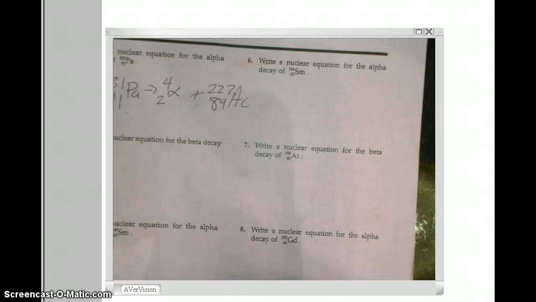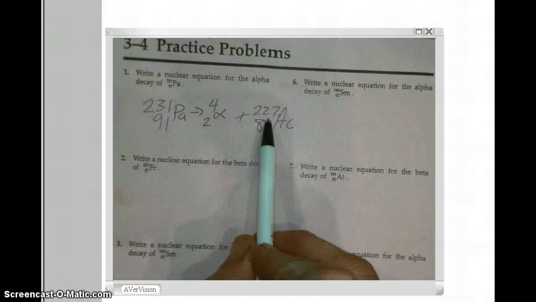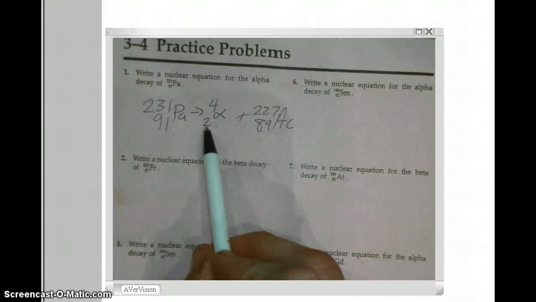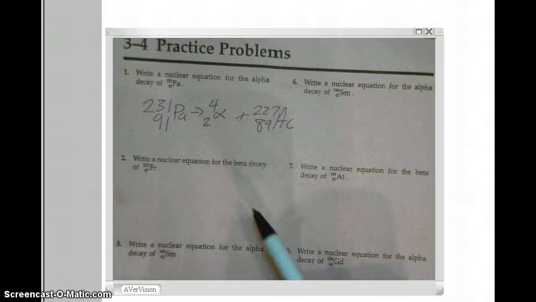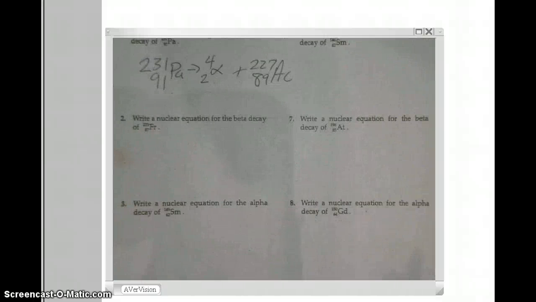So then you just write its element symbol there, and that's what it is. So it's basically 231 minus 4 is 227. 91 minus 2 is 89. Now what this is going to do is it's going to allow you to have that alpha decay.